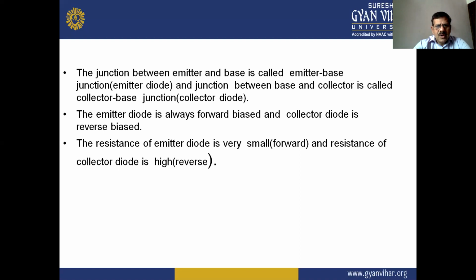The resistance of the emitter diode is very small, because a diode has very small resistance in the case of forward biasing, and the resistance of the collector diode is high because in the case of reverse biasing a diode has high resistance. So a diode has low resistance in the forward biasing case, and high resistance in the reverse biasing case.